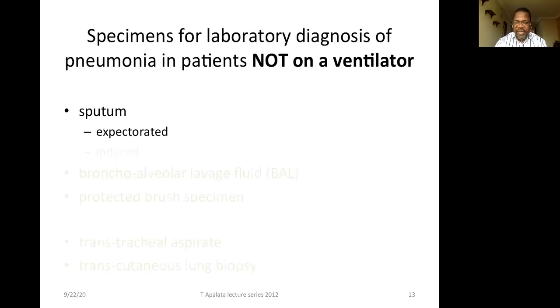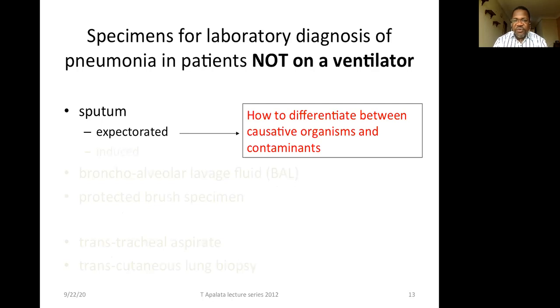Okay, now let's look at the expectorated sputum. So how to differentiate between the causative organism and the contaminants? Because when you ask a patient to cough, the sputum is coming out from the bottom of the lung, and in the oropharyngeal area, it becomes contaminated with the oropharyngeal flora. Now you need to make the difference between the causative pathogen that really causes pneumonia and the contaminant that is coming from the oropharyngeal area. So that's why the interpretation of this result becomes very important.